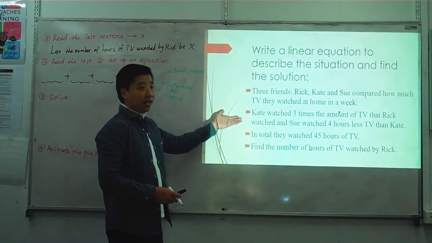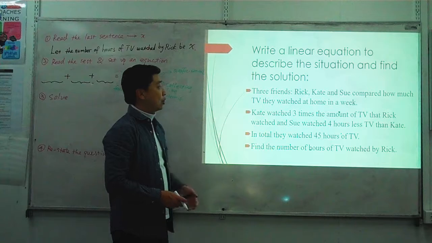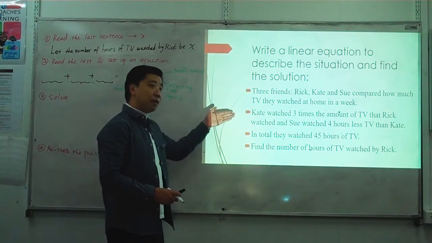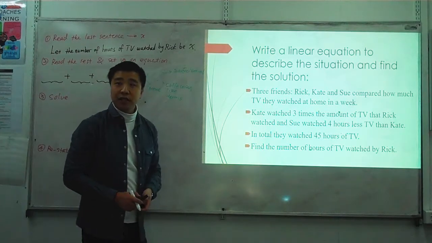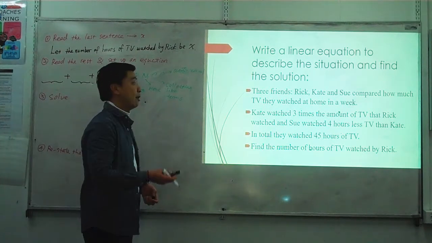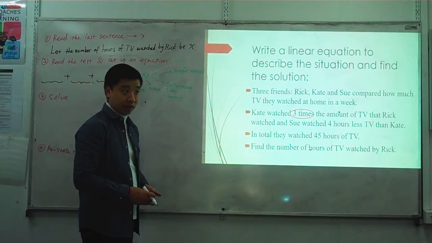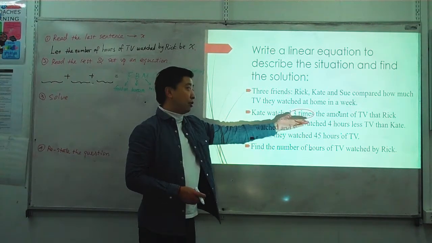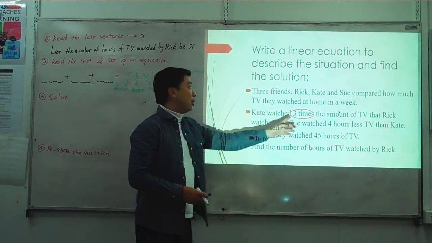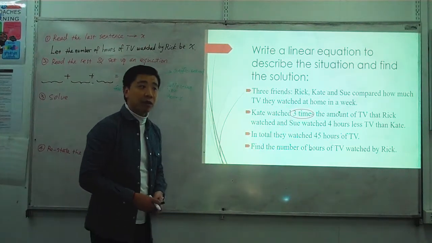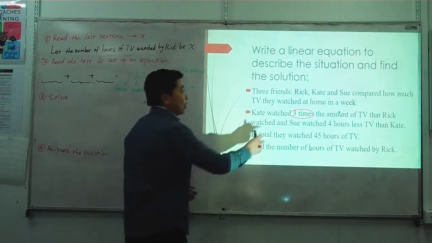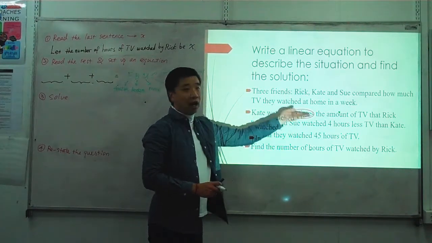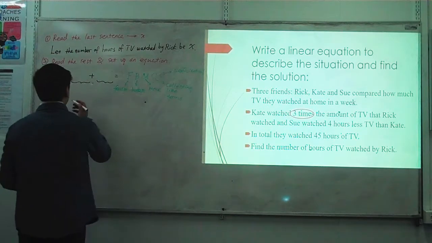Okay, let's have a look at the second sentence. Kate watched 3 times the amount of TV that Rick watched. So from this sentence, which one is the keyword? Very good. So 3 times. 3 times means 3 lots of Rick's hour. Okay? Now, 3 times also means multiplication. If Rick watched x hours, Kate watched 3 times, which means 3x for Kate.